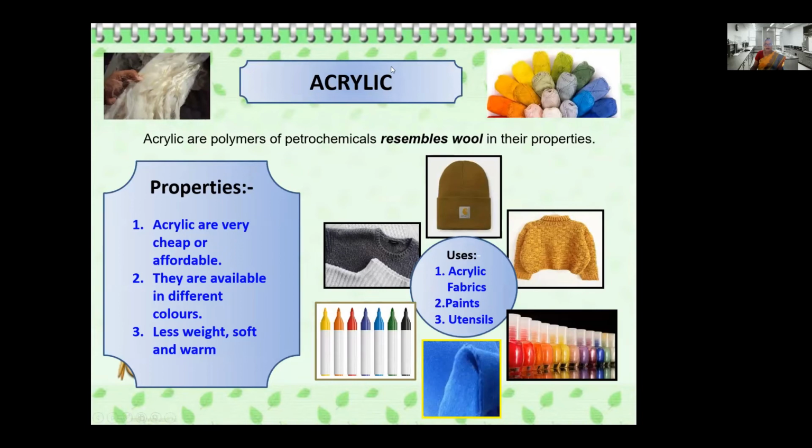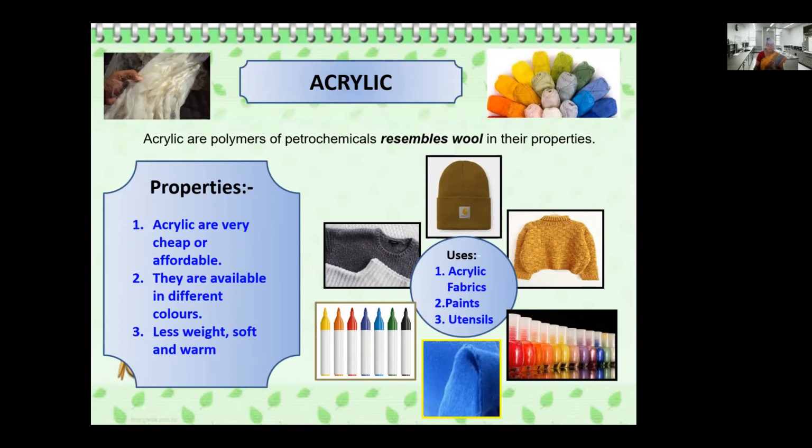Now coming to acrylic. Acrylics are polymers of petrochemicals which resemble wool in their properties. On the roadside you will get jerkins. It will be like a sweater, but not actual wool. Somehow we can protect ourselves from the cold season, and it is very cheap, costing only 200 to 300. If it is wool, the cost will be somewhat higher. So people go for these acrylic materials because they are cheaper and economical.